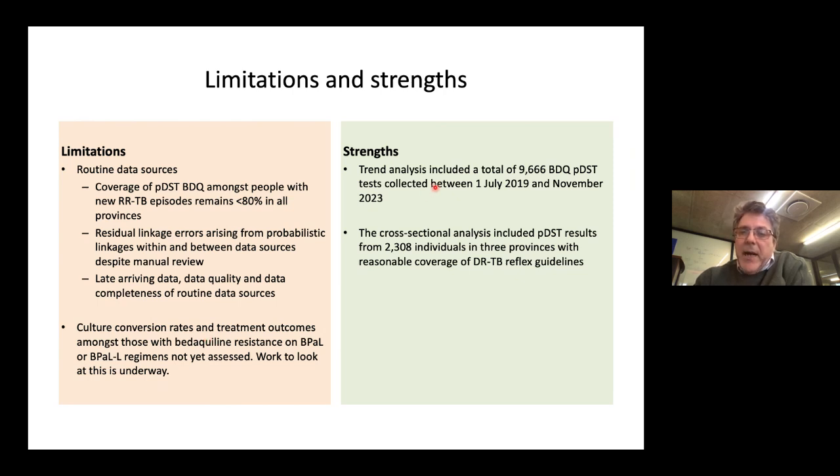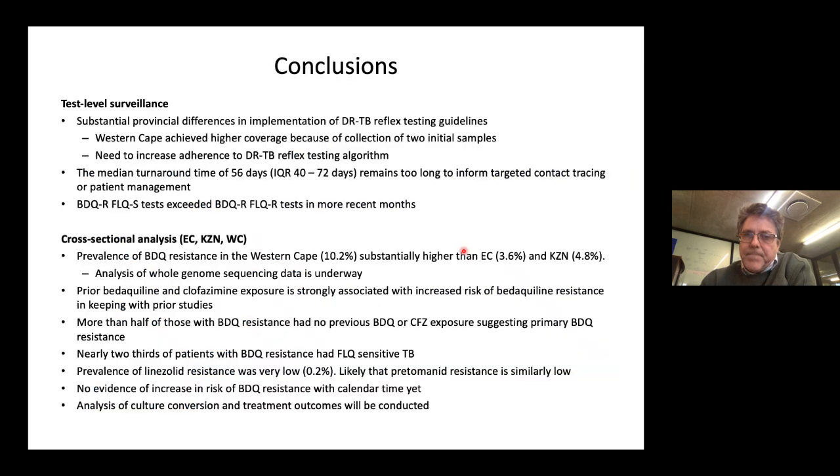In terms of strengths, well, we do have a large number of samples, nearly 10,000 tests collected between July and November, and we limited the cross-sectional analysis to provinces with reasonable coverage of the DRTB reflex guidelines. So turning to the conclusions of the test level surveillance, substantial provincial differences in the implementation of the DRTB reflex guidelines are apparent, with the Western Cape achieving substantially higher coverage because of the collection of 2 samples up front. And clearly we need to continue to work to increase the adherence to the DRTB reflex testing algorithm. And I know our National Department and Provincial Department of Health colleagues are working hard to do so.